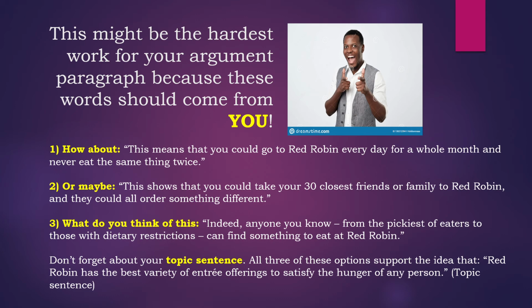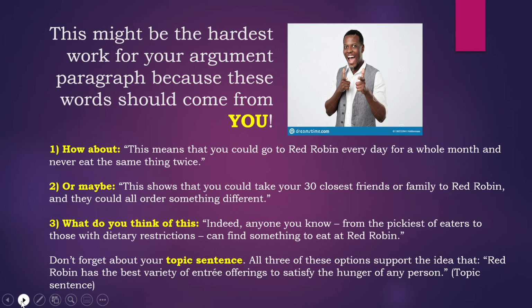So lastly on this slide, don't forget about your topic sentence. All 3 of these options support that, they go back to that topic sentence that I was working with. And remember, our topic sentence was Red Robin has the best variety of entree offerings to satisfy the hunger of any person. So we have to make sure it actually connects that idea about satisfying anyone and having a variety of offerings. And you'll notice that all 3 of these options do that connection. And that's what's important here.